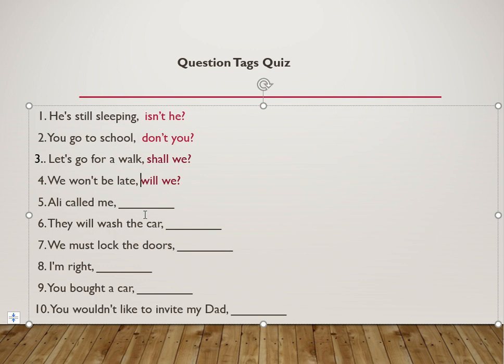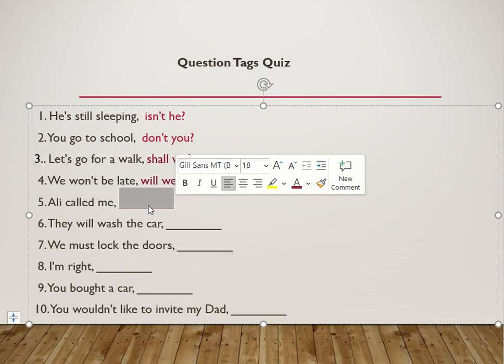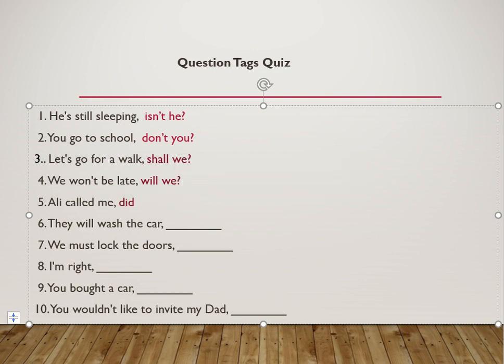Ali called me. How can we negate this sentence? Okay, it is simple past, right? So it is a positive sentence. How can we negate the simple past? Can you remember? Yes, it is didn't he. Ali, he. Didn't he?